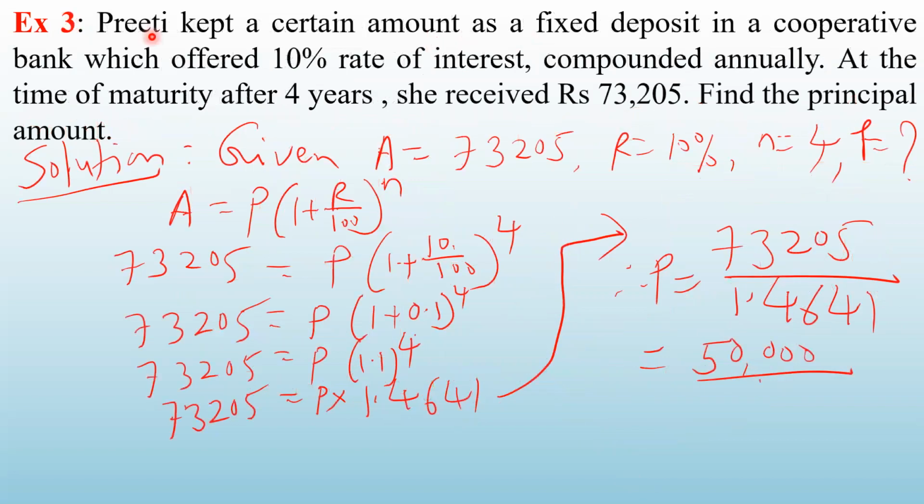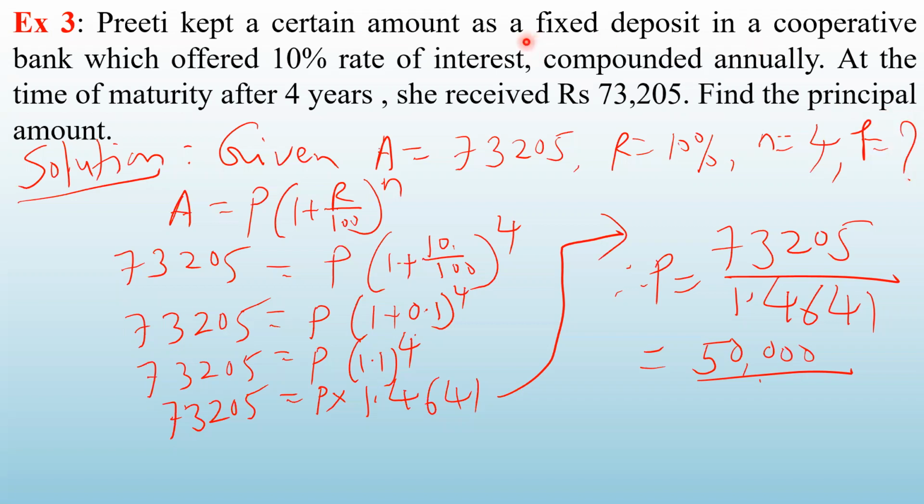Preeti kept a certain amount as a fixed deposit in a cooperative bank which offered 10% rate of interest compounded annually. At the time of maturity after 4 years, she received rupees 73,205. Find the principal amount. In this problem, what is given to you? Read the question and try to understand. Preeti kept a certain amount as a fixed deposit. That amount is not given to you. You have to find out that amount. So you have to find the principal. So P you have to find. So I put here P equal to question mark.